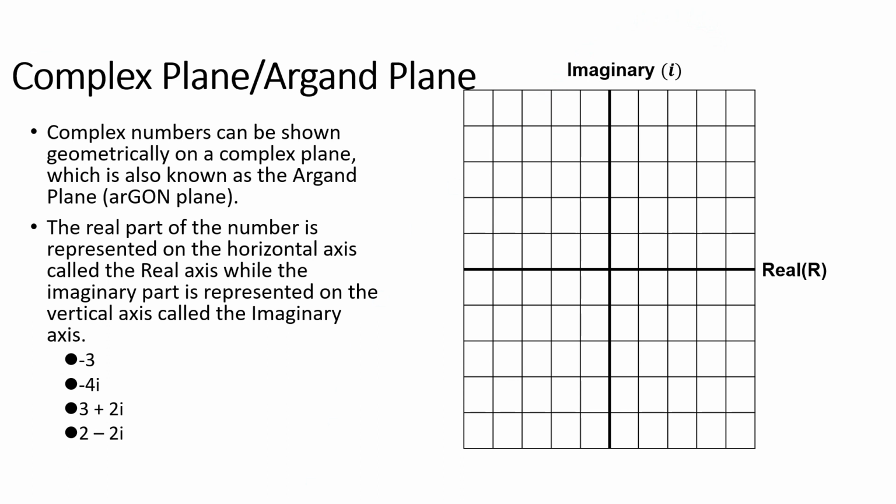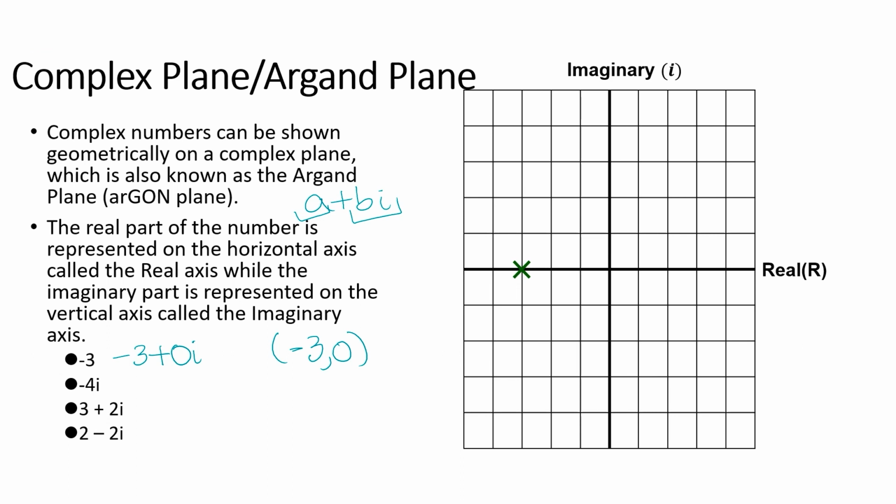Recall that any complex number can be written as a plus bi, where a is the real part and bi gives us the imaginary part. Let's try to write these numbers and plot them on the Argand plane. Minus 3 can be written as minus 3 plus 0i because there is no imaginary part. In terms of coordinates, this can be written as (-3, 0), and we plot it on our plane. This is the point (-3, 0).